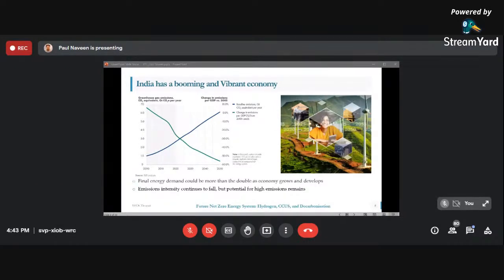So with increasing GDP and increasing economy, we also see the amount of greenhouse gases emitted with the supply and demand of energy, and this graph depicts it. The final energy demand could be more than double as the economy grows at double. And the emissions intensity continues to fall, but the higher emissions always remain because the population is ever growing. We are now 1.4 billion, and we still see a lot of usage of energy in all other sectors in our daily usage.